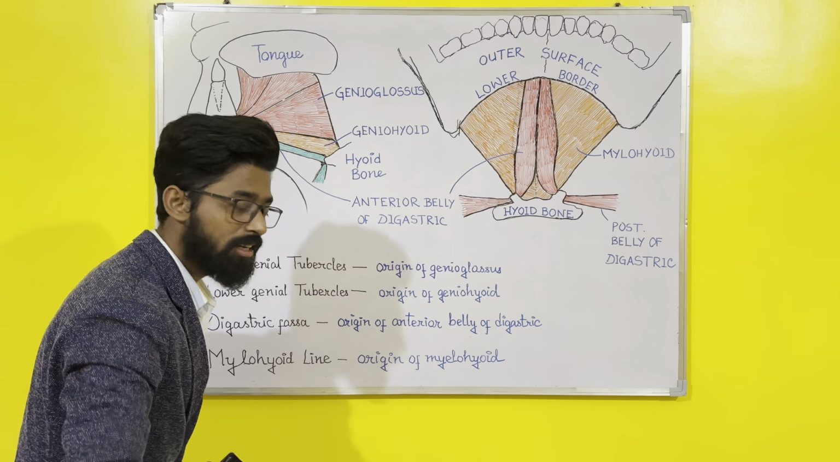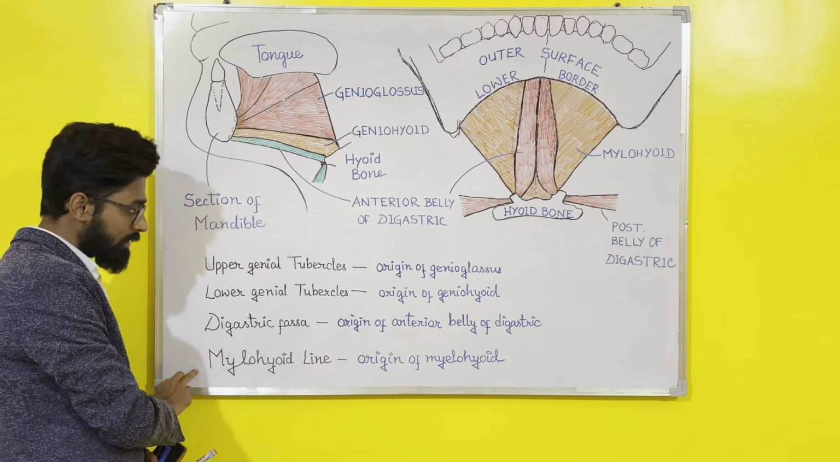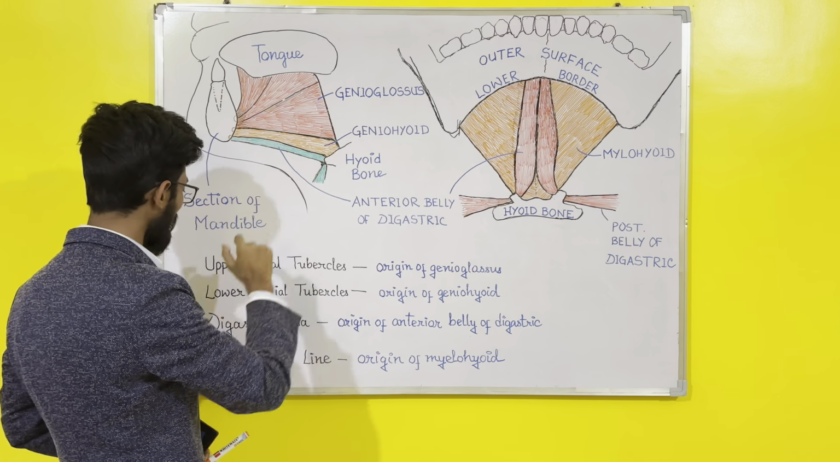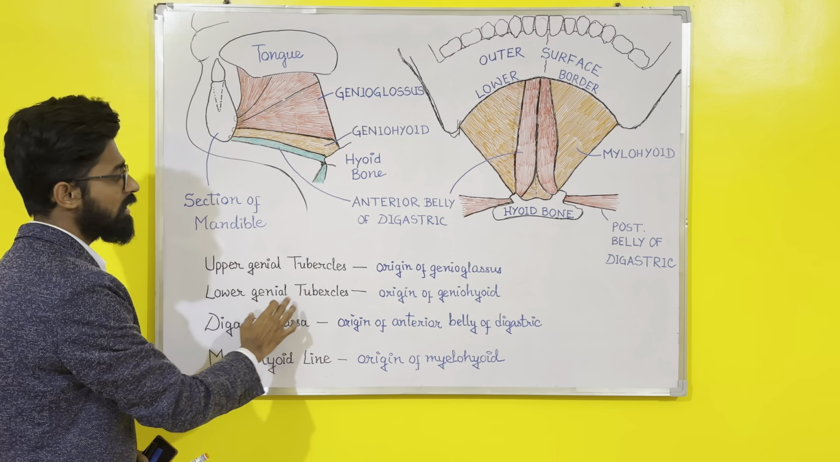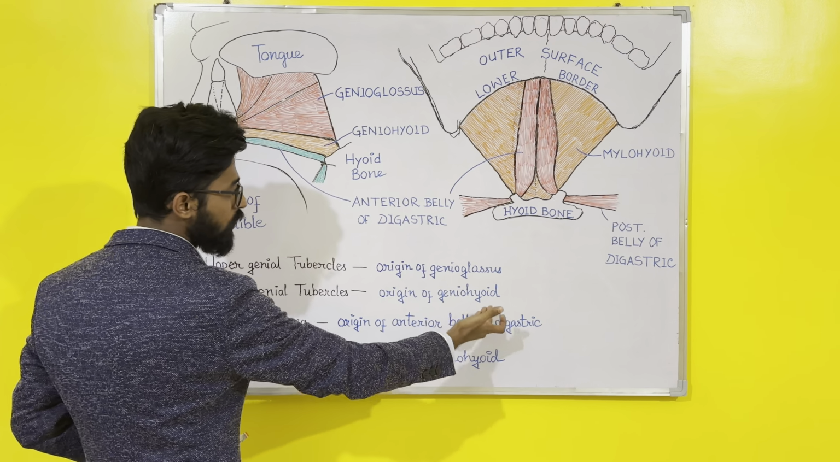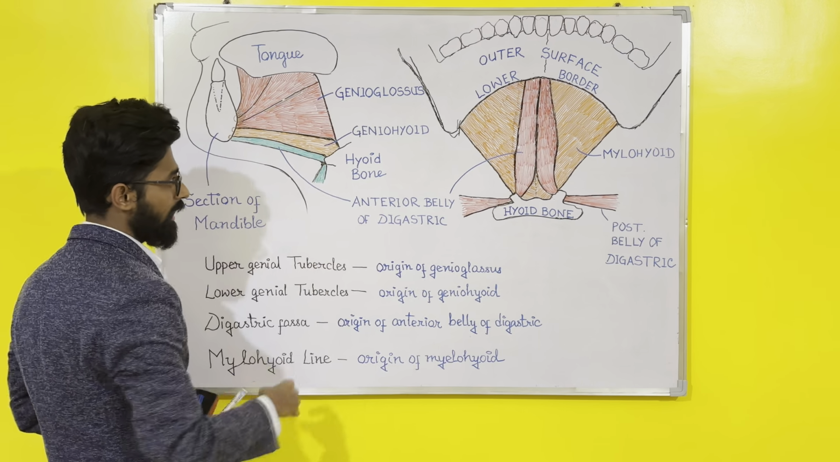So what you will write? You will write these 2 points. These points you will write. These are for your understanding. Okay, upper genial tubercles gives origin of genioglossus. Lower genial tubercles origin of geniohyoid. Okay, coming to this diagram, right?